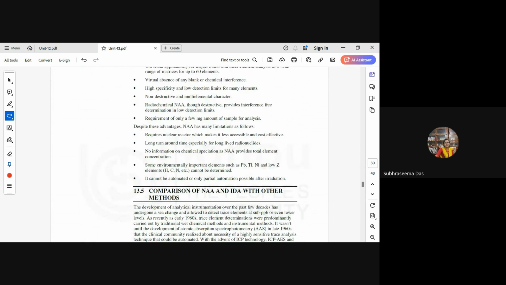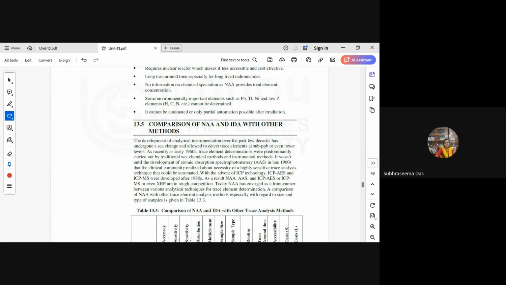Although it has many advantages, NAA also has certain limitations: it requires a nuclear reactor. It is less cost effective. Sometimes elements like lead cannot be detected, and it cannot be automated after irradiation.